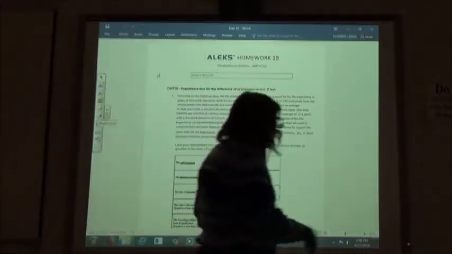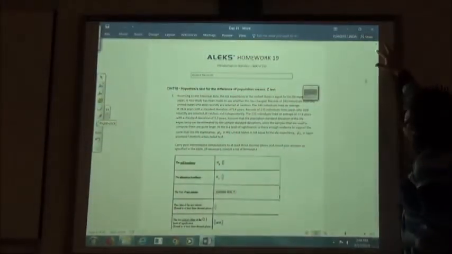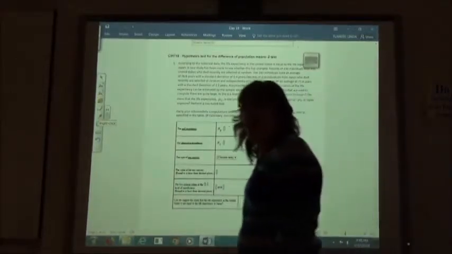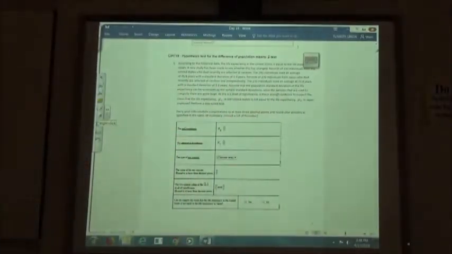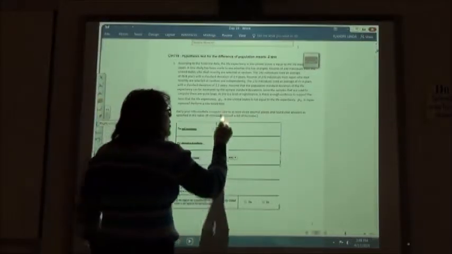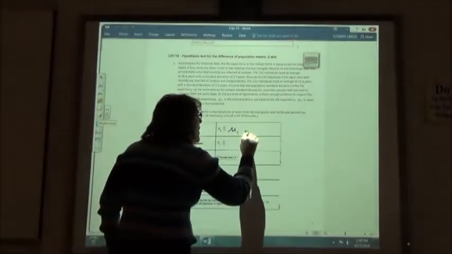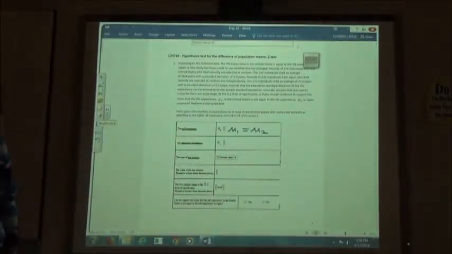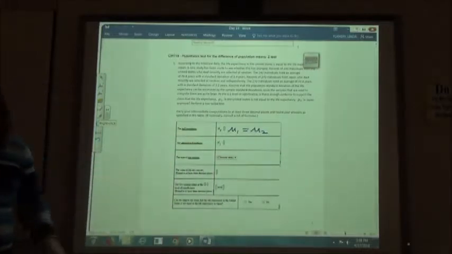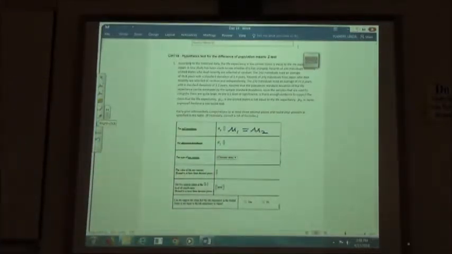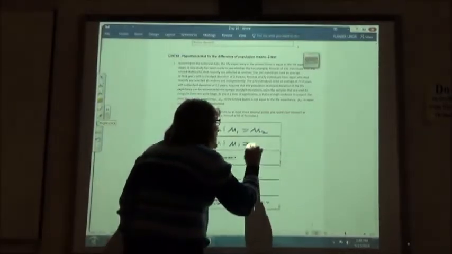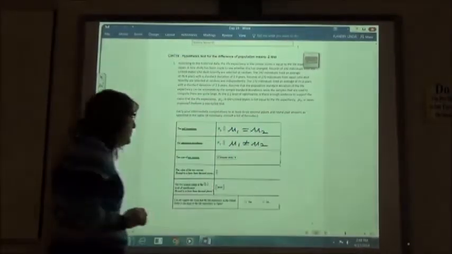So, I'm going to move this up just a hair so we get the whole table in here. There we go. My null hypothesis. Whenever we did the null, it had the equal, right? So in this case, we're going to have U sub 1 equals U sub 2. Are the two things equal? For my alternative hypothesis then, we're going to have the not equal. U sub 1 does not equal U sub 2.